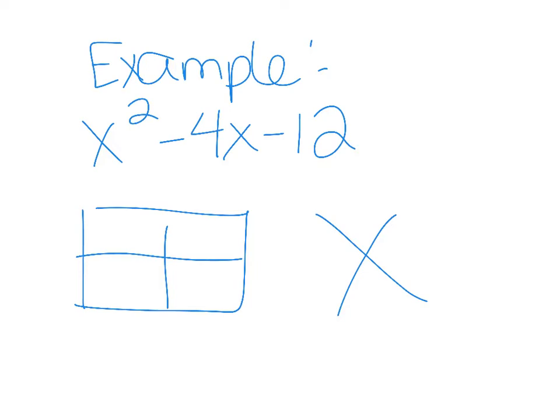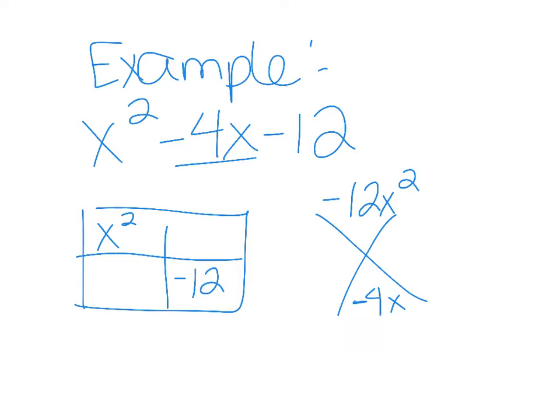So just to recap, the first term always goes in the top left corner. The last term always goes in the bottom right corner. You multiply those two pieces together, and that becomes the top of the diamond. So x squared and negative 12 make negative 12x squared. That middle term, the negative 4x, always goes in the bottom of the diamond, and whatever sign is with it goes with it.